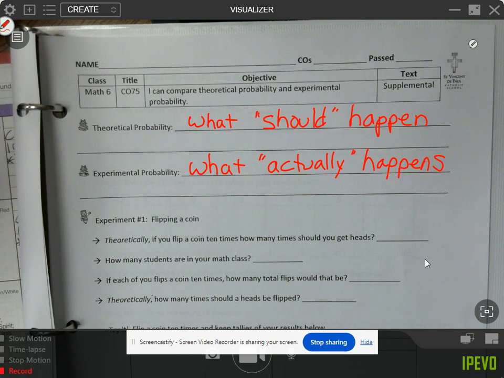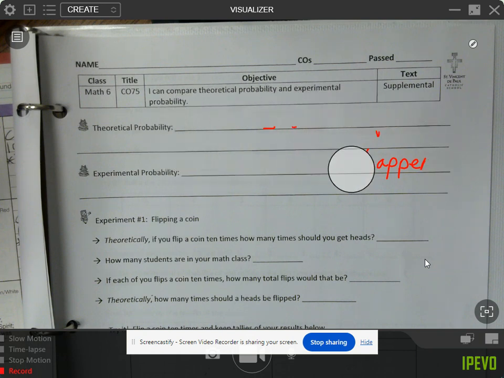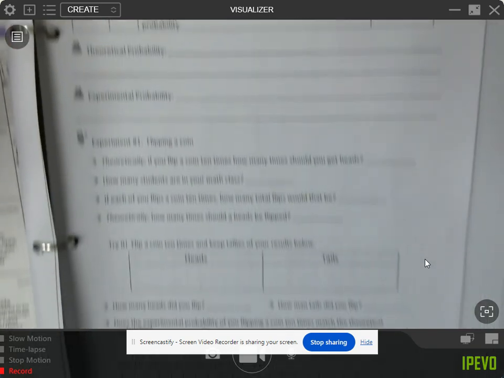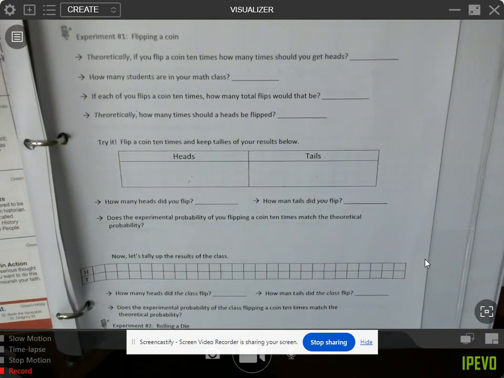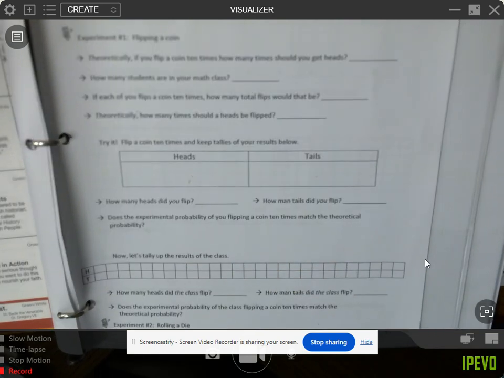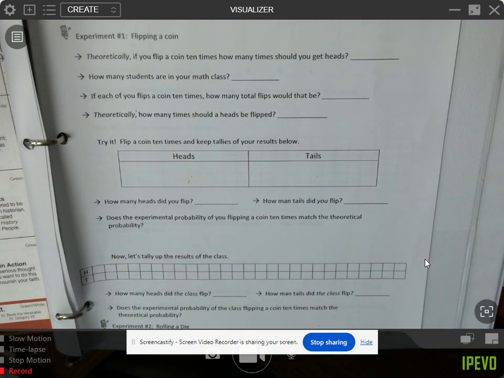When we look at flipping a coin, we can fill stuff in together theoretically, because this is what we've been talking about. So let's look at our first experiment, flipping a coin. Theoretically, if you flip a coin 10 times, how many times should you get heads? Ava? 5, right? It's half and half. 5 heads, 5 tails.